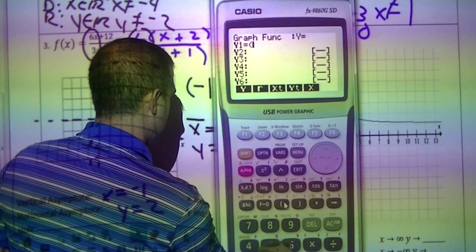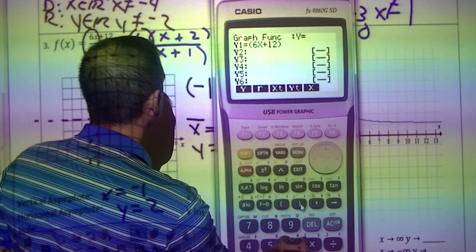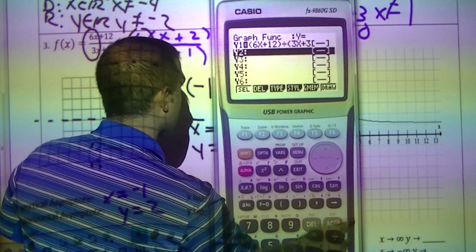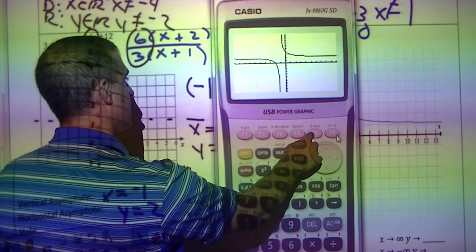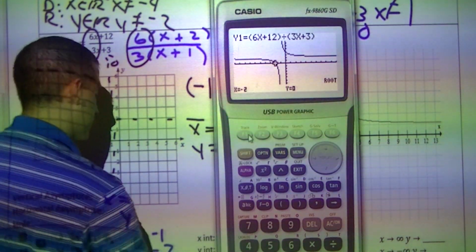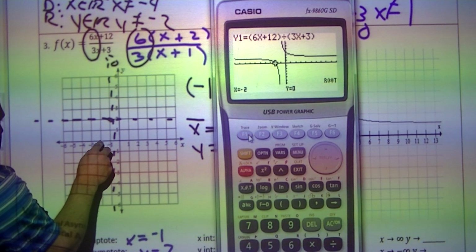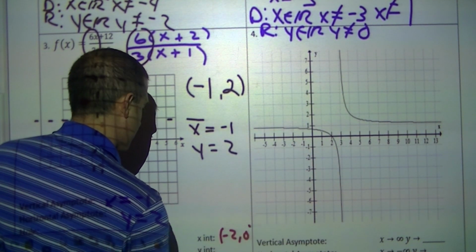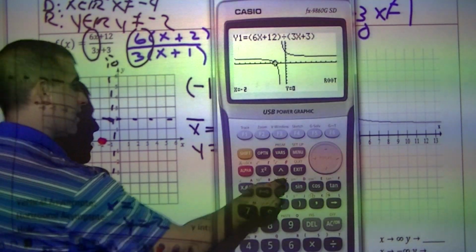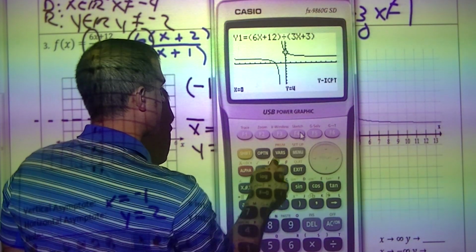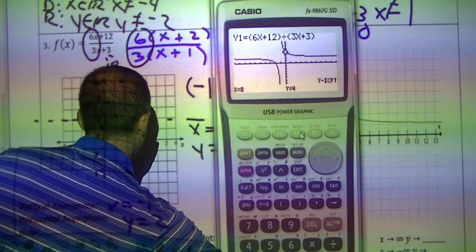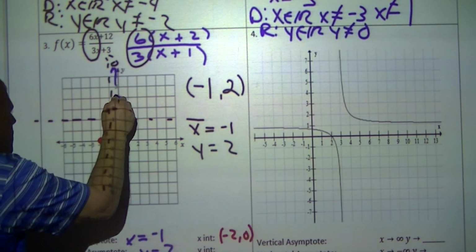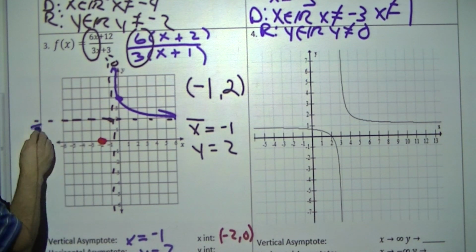So I'm going to do 6x plus 12 divided by 3x plus 3. Draw. Okay, G solve root: -2, 0. That's about here. All right, G solve y-intercept: 0, -4 would be about right here. And so my curves go through this.